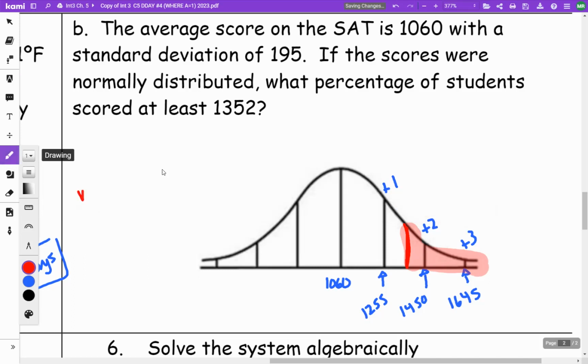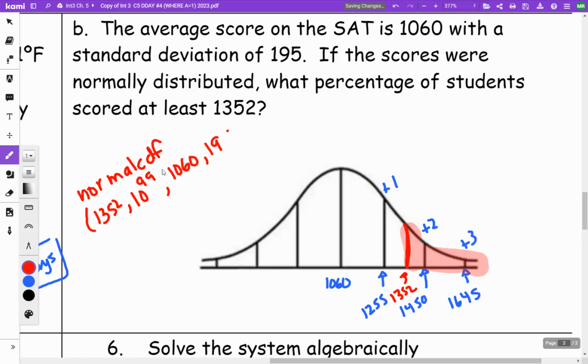So I'm going to be doing a normal CDF. My lower bound is going to be 1352. My upper bound is infinity, and the way we're going to write infinity is 10 to the 99. My lower bound, again, 1352, upper bound 10^99. My mean is 1060, and my standard deviation is 195.